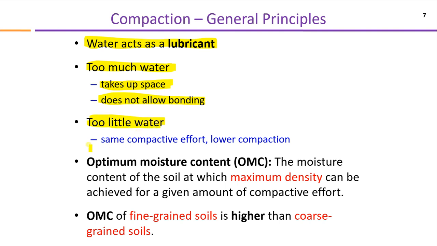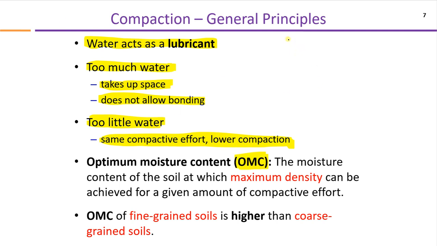But if there is too little water, what will happen? Then there is more friction. It means we need more energy to get the compaction. So we have to give more energy. More energy means more effort. So what we are going to do is develop a relationship so that we can have a maximum unit weight for a certain amount of water content, and that amount of water content is called the optimum water content. This is the amount of water that will give us the maximum dry density.